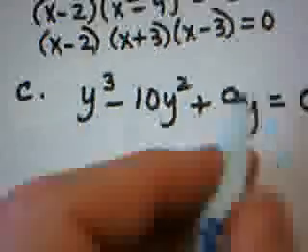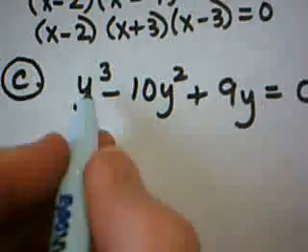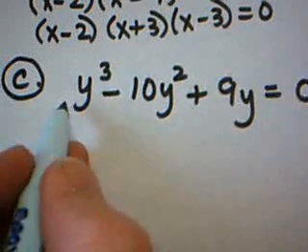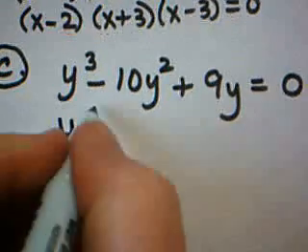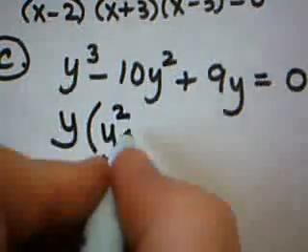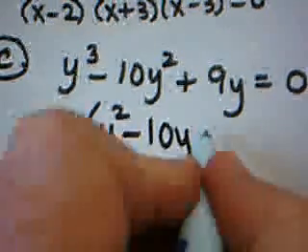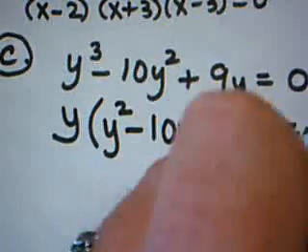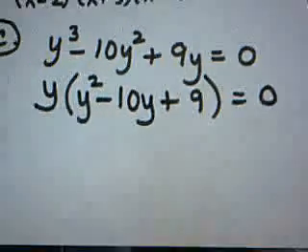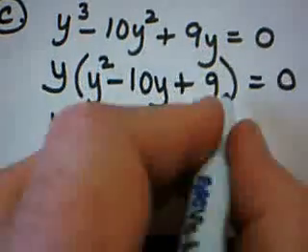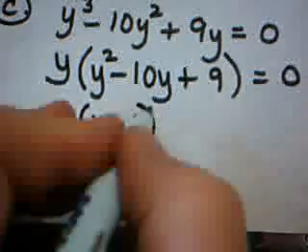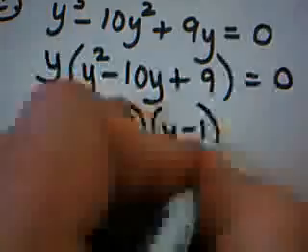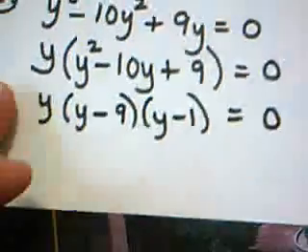Our final equation here is also degree 3. Notice it's already, this is part C, notice it's already in descending power order. I'm going to start by factoring out the GCF, which is a y. In parens, that would leave me with y squared minus 10y plus 9. This, of course, equals 0. As I continue, this becomes y minus 9 and y minus 1. It's a good time for you to use your factoring skills. We're solving equations by factoring.